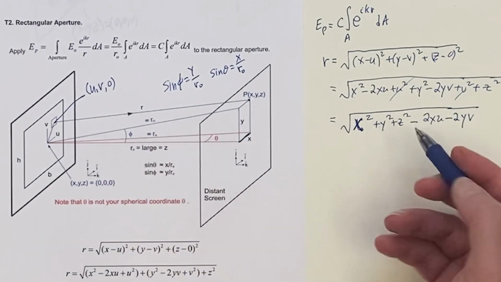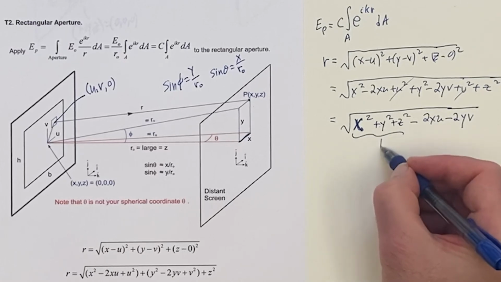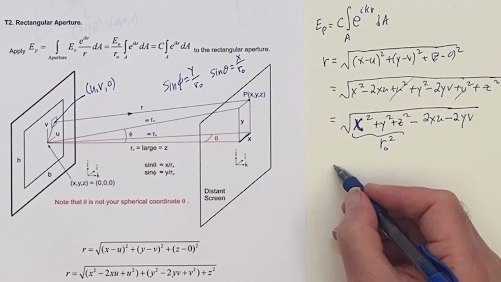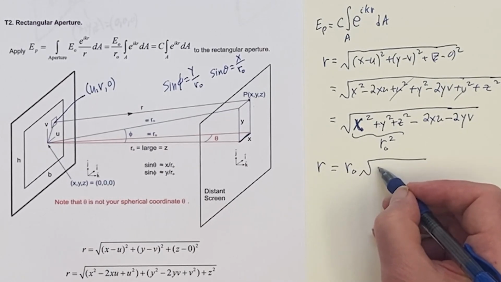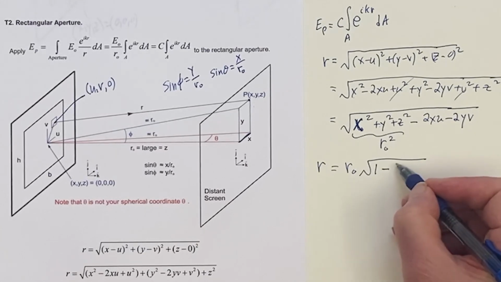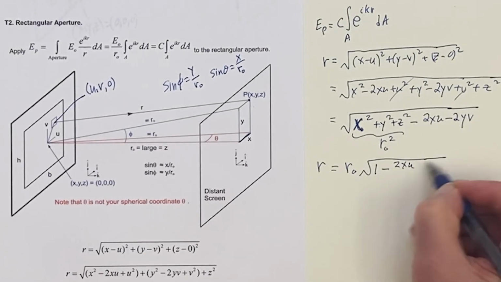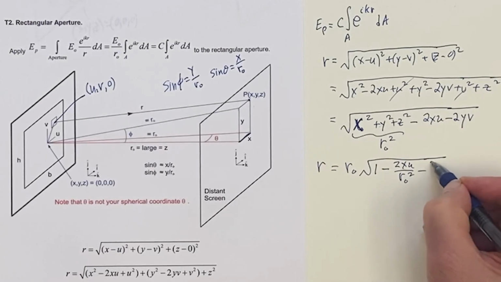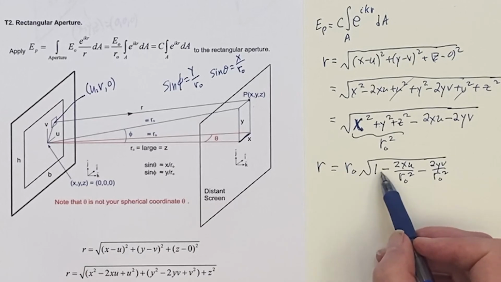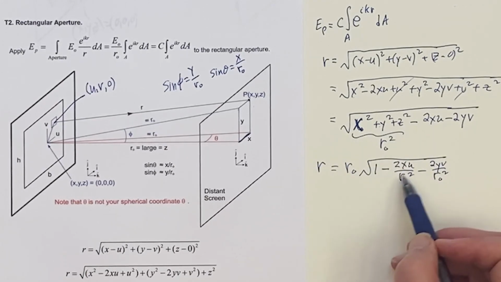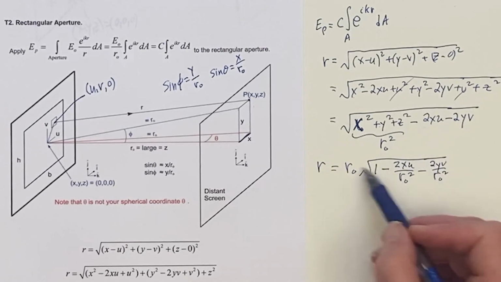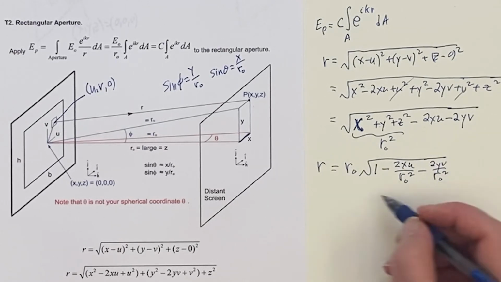But we're going to consider that to be r naught squared in our approximation. So we have then r is r naught times the square root of 1 minus 2xu over r naught squared minus 2yv over r naught squared. Let's check this. If the r naught goes inside, this becomes the r naught squared. That's what this is. And this will cancel, and you'll get that. And the r squared will cancel, and you'll get this.